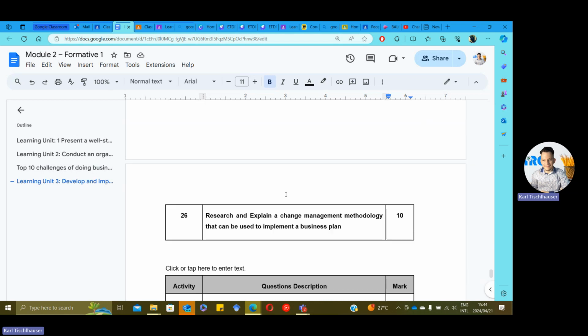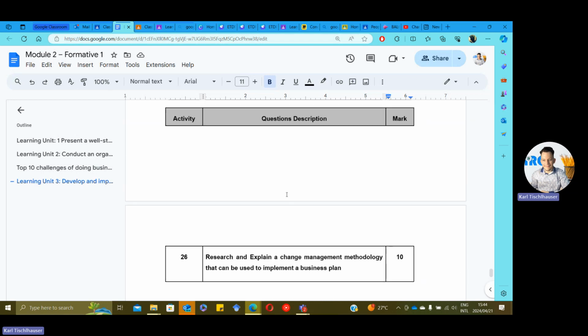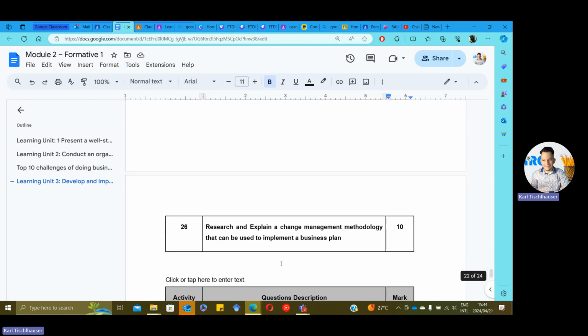Okay. Number 26 says research and explain change management methodologies that can be used to implement a plan. There are many different change management methodologies. There's ADKAR, there's Kotter's model. There's so many. So what I want you to do is to present one and tell me how that can be used to implement a business plan that is about to change or shift an organization.